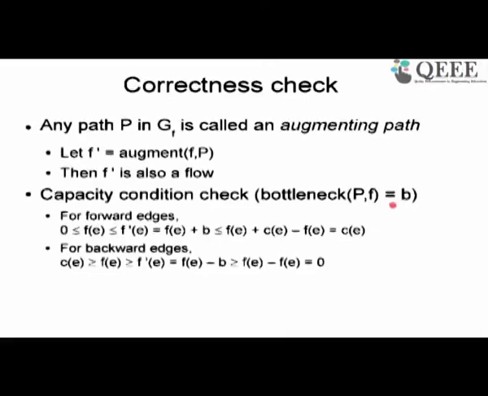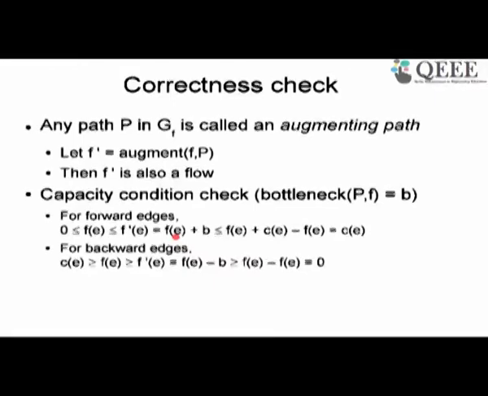How to check the capacity condition? I have changed the values of the flow on the edges by B along the path P. So if you look at F prime E, we know basically that if it's a forward edge, then I've added B, right? So F prime E is equal to Fe plus B. Since Fe is greater than or equal to 0, Fe plus B is also greater than or equal to 0. So that part of the capacity condition is satisfied. It's positive, we know that.